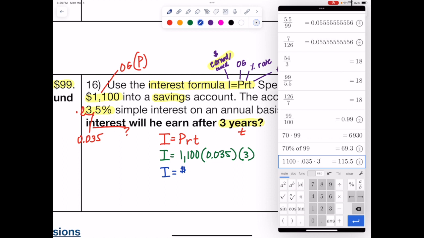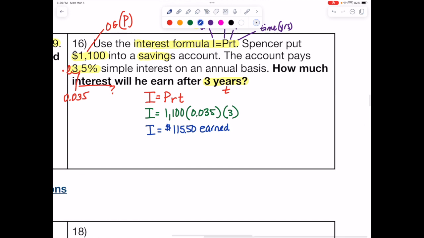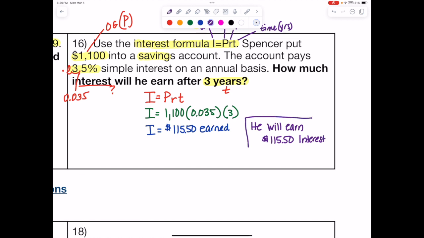How much interest? We can say $115.50 earned. So how much interest will he earn? Let's answer the question. He will earn $115.50 interest. Okay, and there we go. There's your answer.